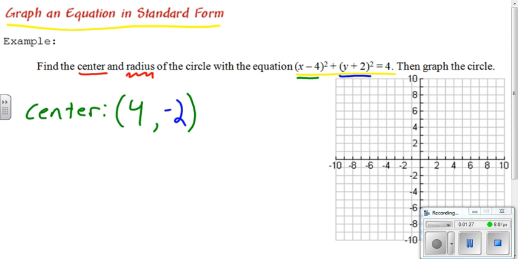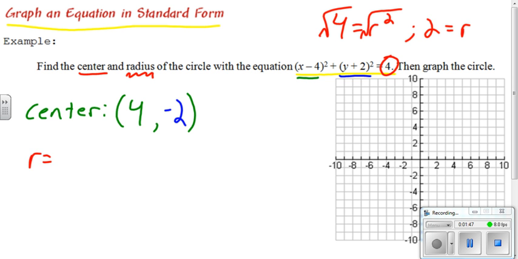Now, if we're looking for our radius, remember this piece here, 4, equals r squared. So how do we find r from there? We just take the square root of both sides, which means then that 2 is our radius. So we know our center, we know our radius. Now the only thing left to do is just plot it out.